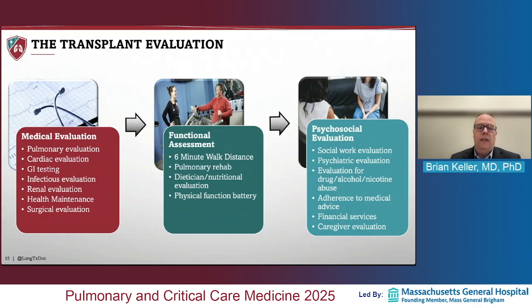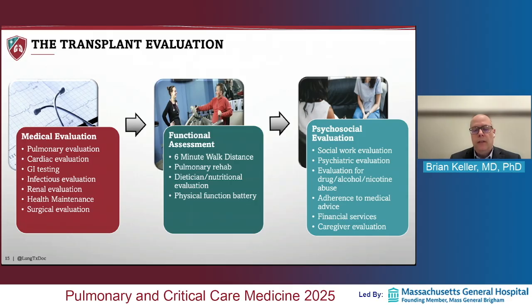Everybody undergoes an infectious disease evaluation, and we also make sure that their other organs, such as their kidney and liver, are working as they should. Health maintenance, such as cancer screenings and vaccinations, need to be up to date. And then towards the end of the evaluation, our surgeons evaluate them for any surgical risks related to prior surgeries, the effects of their disease on their chest wall, and any coronary or peripheral artery disease that may impact our ability to use support such as extracorporeal membrane oxygenation or ECMO, which allows us to support patients through the surgery.